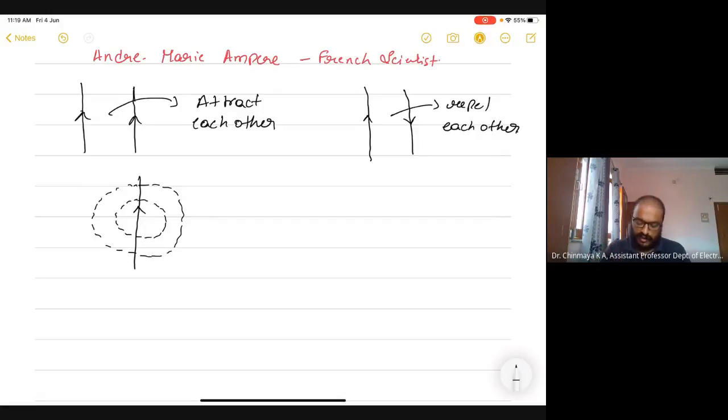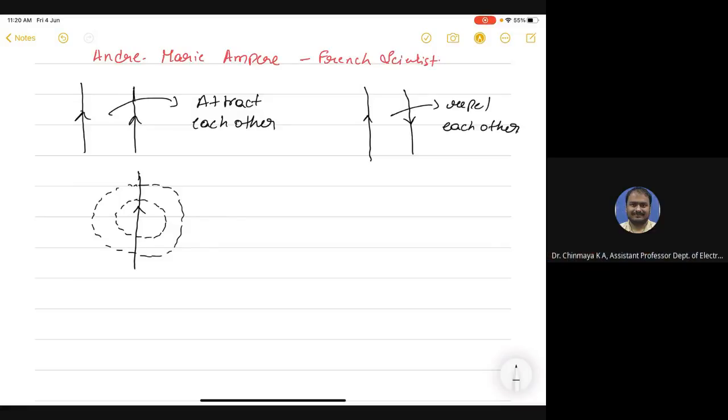The direction of the induced magnetic field can be described by using the right hand thumb rule. So let us say this is a current carrying conductor and I have my thumb placed like this. The current is in the direction of the thumb, and the induced magnetic field will be in the direction of the other fingers pointing. This is the right hand thumb rule of a current carrying conductor.